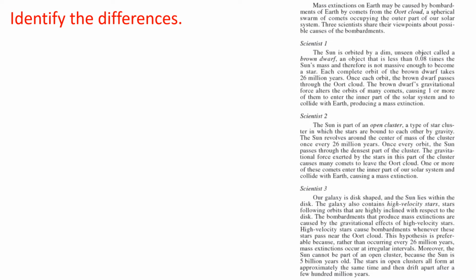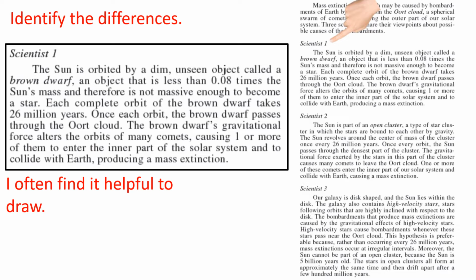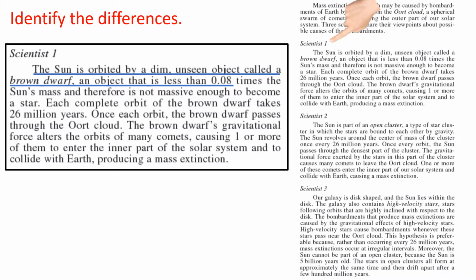Step 2 is to identify the differences. We're going to start with scientist 1. I often find it helpful to draw and underline. So scientist 1 said the sun is orbited by a dim, unseen object called a brown dwarf, an object that is less than 0.08 times the sun's mass. So I drew the sun, and then I just drew an object 0.08 times the mass.